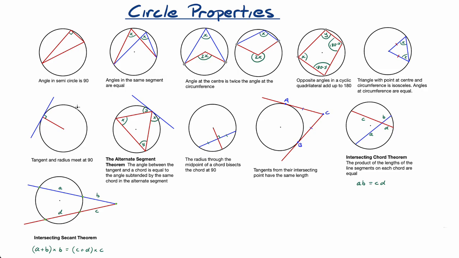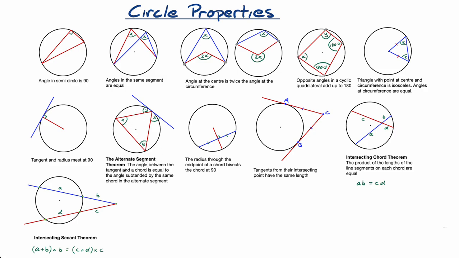And if you think of a wheel of a bike moving along a road, the road and the center will be at right angles, if you like. Okay, this one, guys, is probably the most complicated or confusing, or hardest to recognize in a question. So it's the alternate segment theorem.